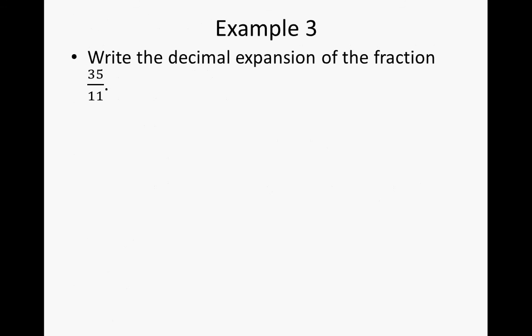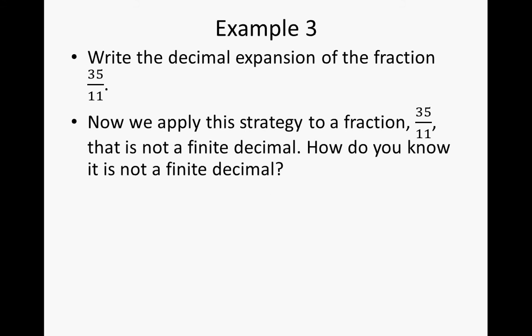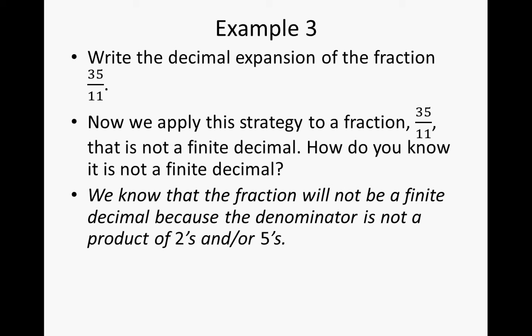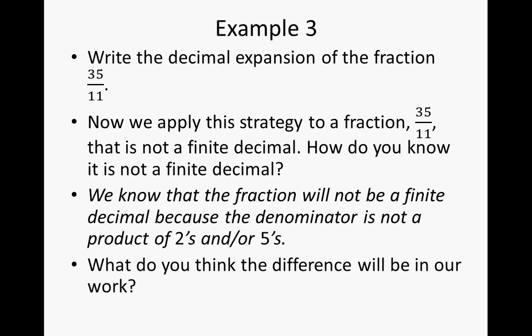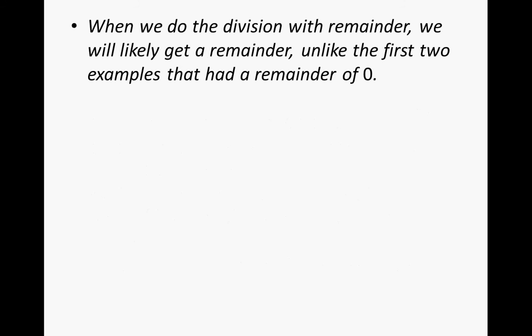All right, example 3. Write the decimal expansion of the fraction 35/11ths. Now we apply this strategy to a fraction 35/11ths that is not a finite decimal. How do you know that it's not a finite decimal? Well, you know that the fraction will not be a finite decimal because the denominator is not a product of 2's and/or 5's. So what do you think the difference will be in our work? Well, when we do the division with the remainder, we will likely get a remainder, unlike the first two examples that had a remainder of 0.